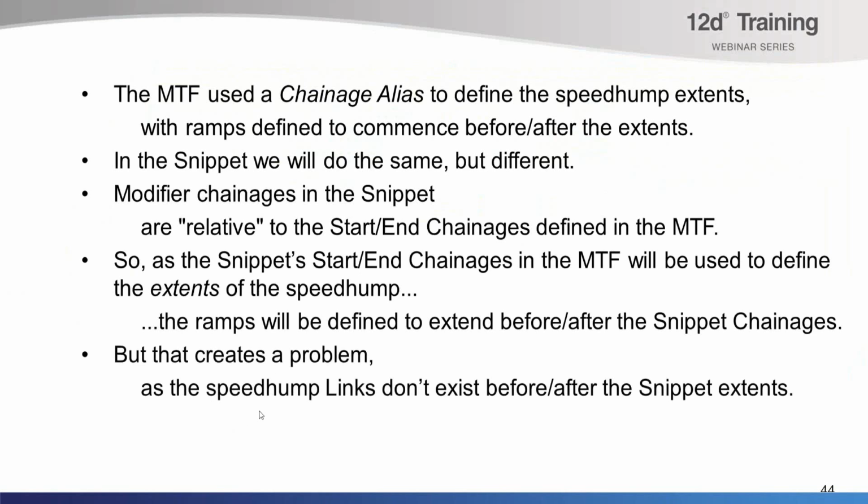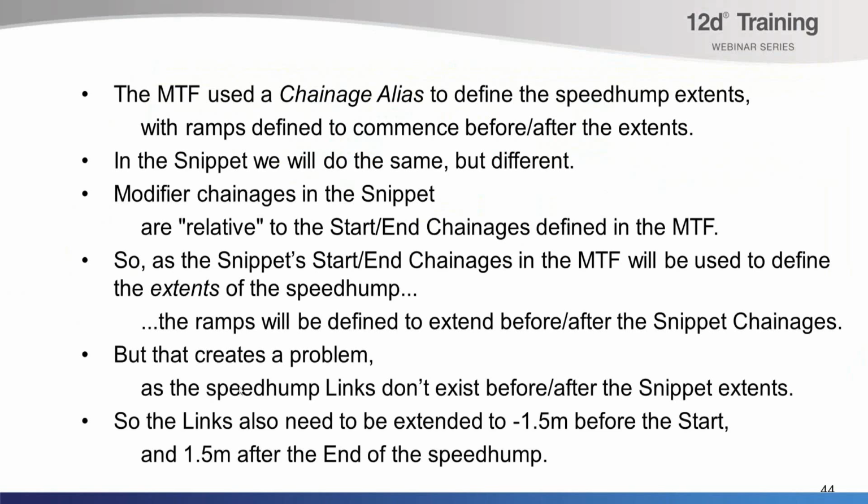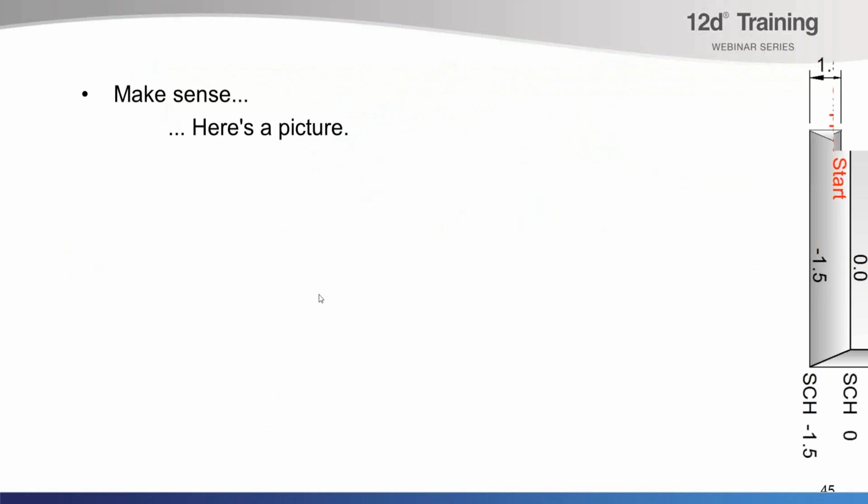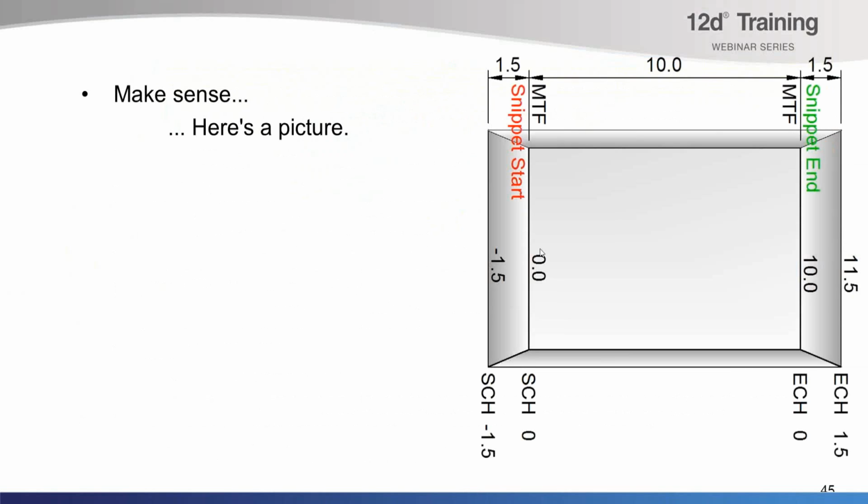But that creates a problem, because when we insert the snippet, the speed hump links don't exist before and after the snippet extends. So the links also need to be extended -1.5 before the start and 1.5 after the end. Confusing? Let's have a look at a little bit of a picture.